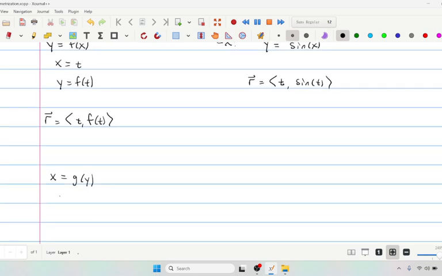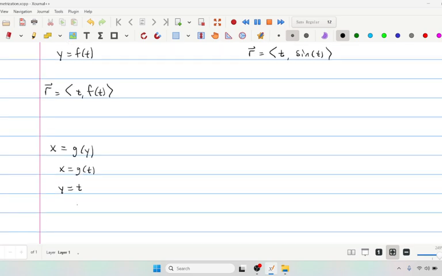Same idea is going to hold. I'm going to let my independent variable, I'm going to let my y take on the value of the parameter. And if we plug this back into the equation we have up on top, we get x equals g of t. So putting these together, this tells us that the parameterization we have in vector form will be g of t, comma t.